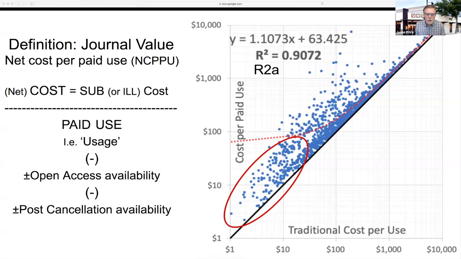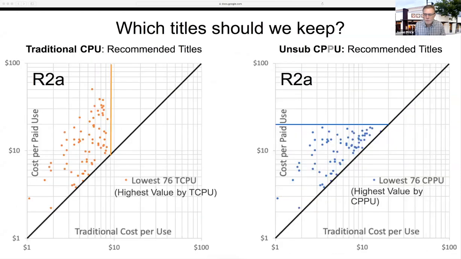More importantly, to get a better sense of the variation, the rest of these traditional cost per use versus cost per paid use comparisons are plotted on a log scale, and they focus on the lowest cost per use or highest value titles, since these are the ones that are most likely to be maintained or retained. So the fundamental question that Unsub addresses is, which title should we keep? And as an important aside, it does not directly address how many titles a library should keep, although that is a much more difficult question.